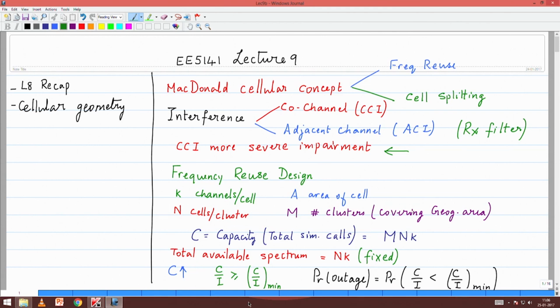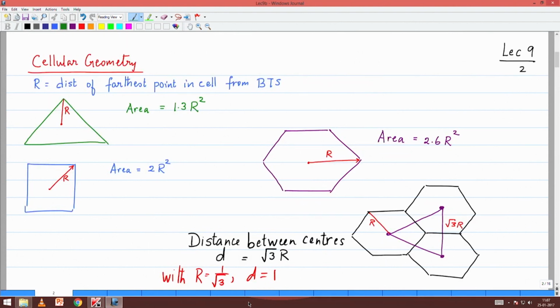So this is the broad framework of the frequency reuse concept. We will now build upon it in today's lecture. Now cellular geometry is the basis for the discussion today. As we mentioned, we can look at any regular shape which will permit tessellation, and the three basic shapes that we looked at: triangle, square and hexagon.